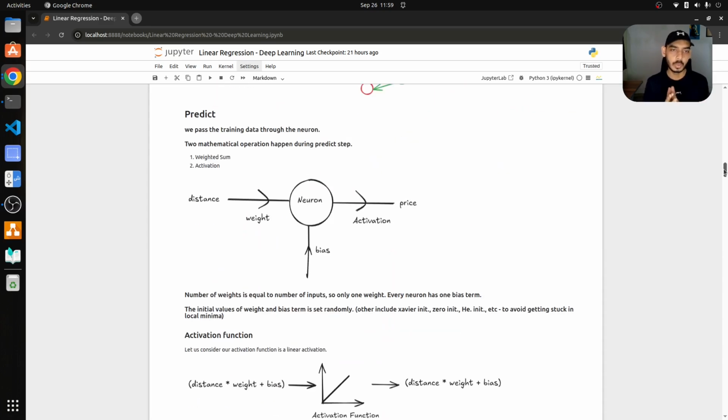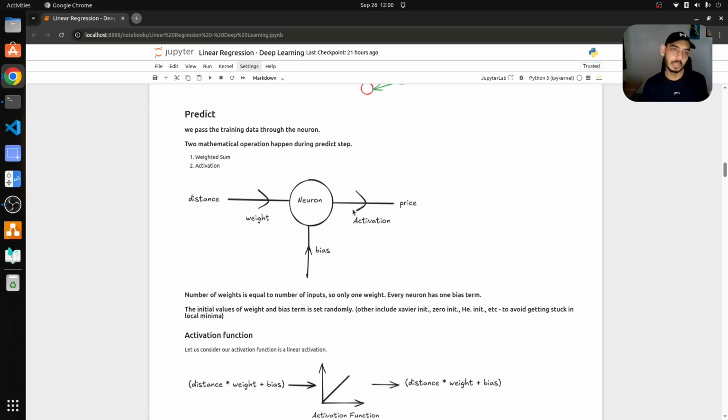Now let's talk about the predict aspect of training. So we pass the training data through the neuron, and while we are passing it, the neuron will perform 2 mathematical operations. One is weighted sum, and then there is activation. Weighted sum is nothing but a simple matrix multiplication and then addition of bias to that matrix multiplication. So we have distance, then we have weight, distance into weight plus bias, we get that output and then we send it to the activation function.